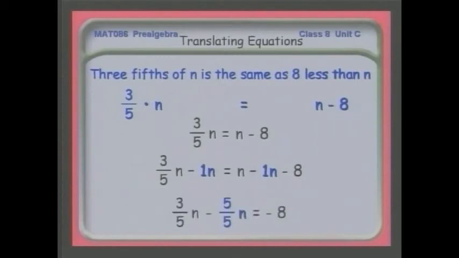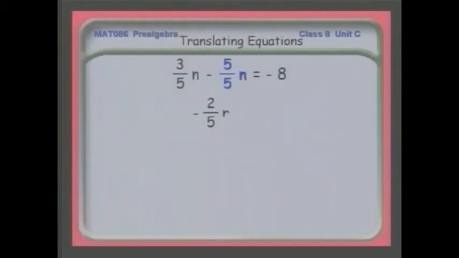Let me write that as a fraction, 3/5 n minus 1. 1 is 5 over 5. I do that because I have 3/5, so I might as well put in something equivalent to 1 with the same denominator, is equal to 8. 3 minus 5 is minus 2/5 n is equal to minus 8.